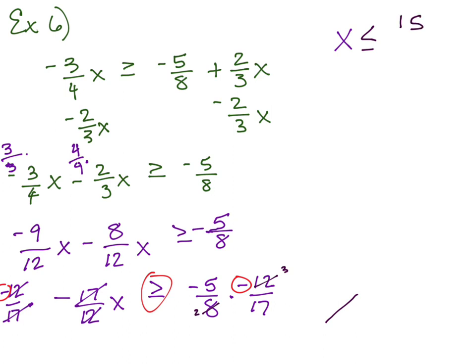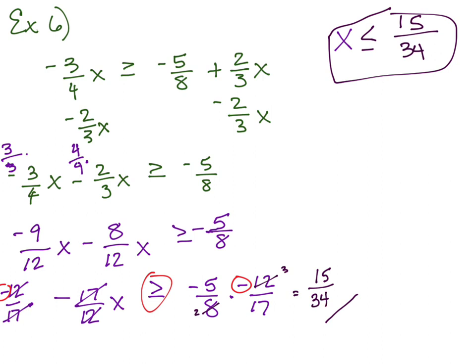Positive 15 over 2 times 17. That's a 2 on the bottom times a 17. 34. That would be your answer. Okay, so we had positive 15 over 34. Questions on that?